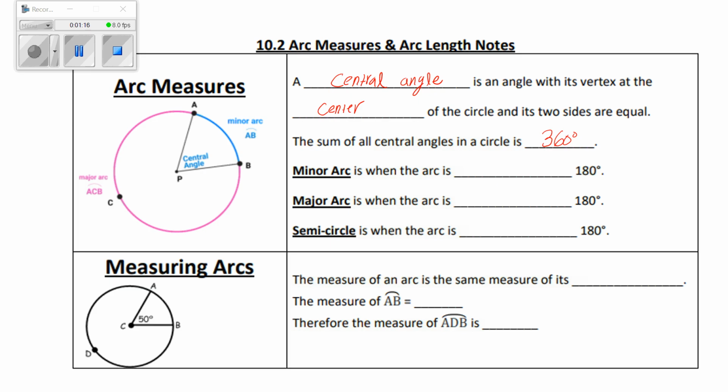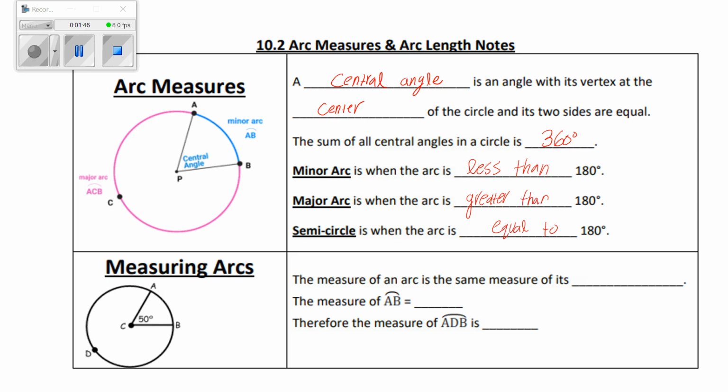A minor arc is when the arc is less than 180 degrees. Major arc is when the arc is greater than 180. Semicircle is when the arc is equal to 180 degrees, which makes sense because that's half a circle. Semicircle is basically just grab a circle, cut it in half, and 180 is half of 360.